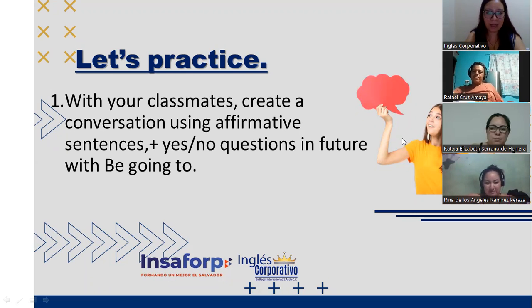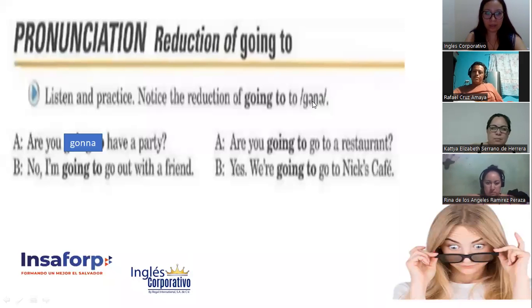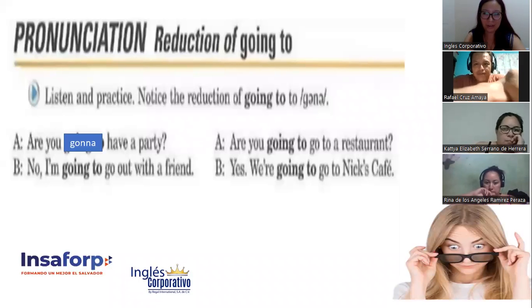Okay, vamos a seguir con la clase. Gracias a los que sí pudieron participar ahorita. Vamos a ver la estructura de la versión corta. Okay. Existe una versión corta. En realidad no es tan corta, solo es abreviada realmente. En vez de decir going to, ustedes pueden utilizar la expresión gonna. Gonna.